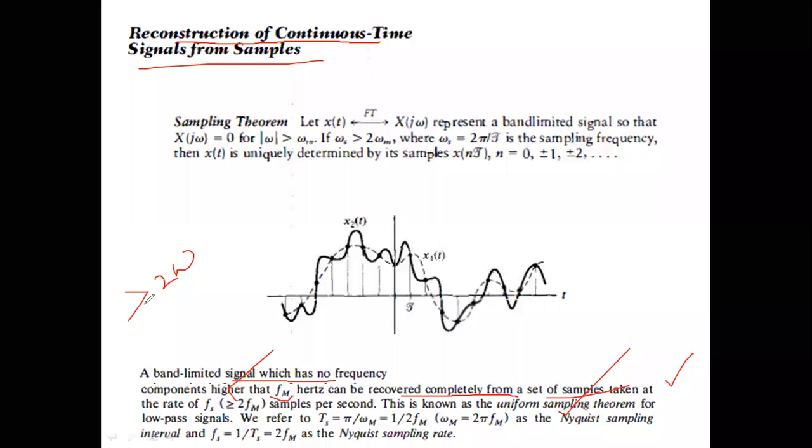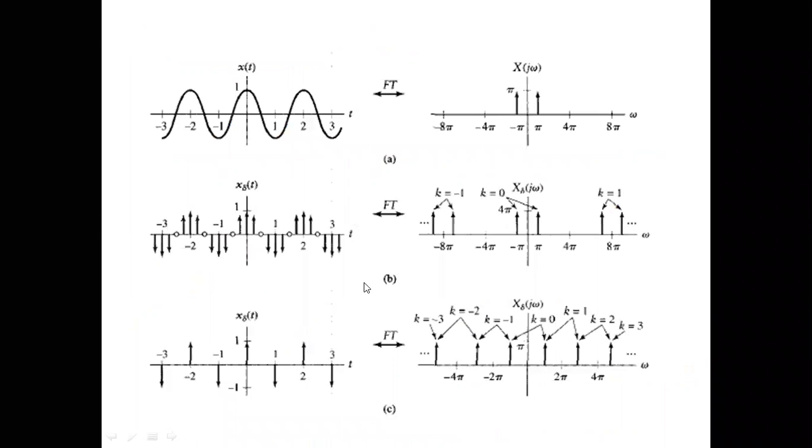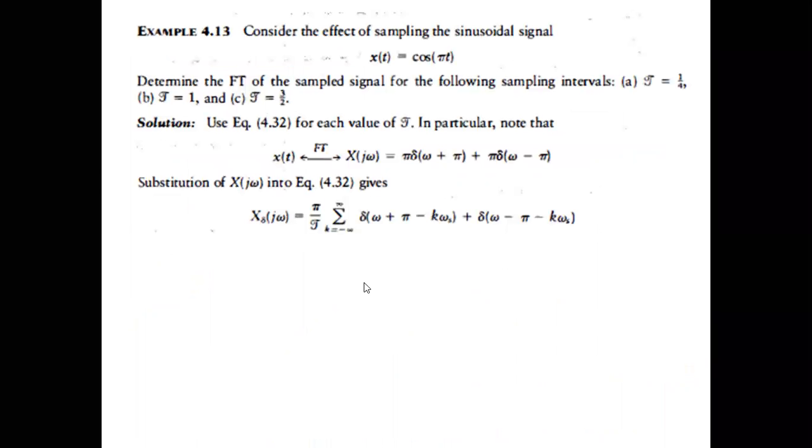If I convert the data from continuous to discrete, then the sampling rate should be greater than twice the maximum signal frequency. Otherwise, there will be aliasing. So here is an example that they have shown. What is the signal? x of t equal to cos pi t is the signal. The author wants us to determine the Fourier transform of the sampled signal for these particular sampling intervals, T equal to 1 by 4, 1 and 3 by 2.